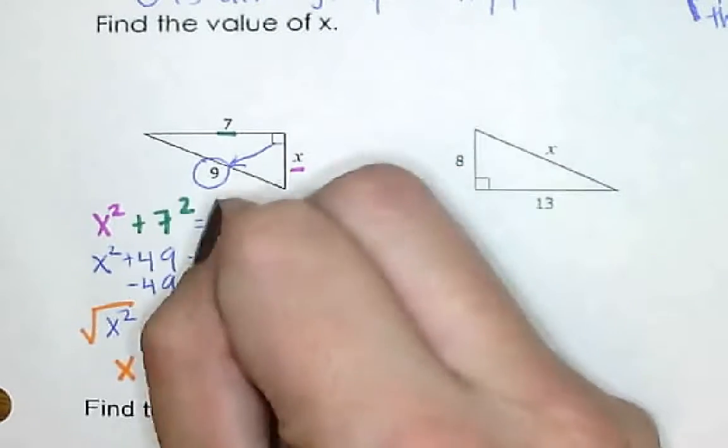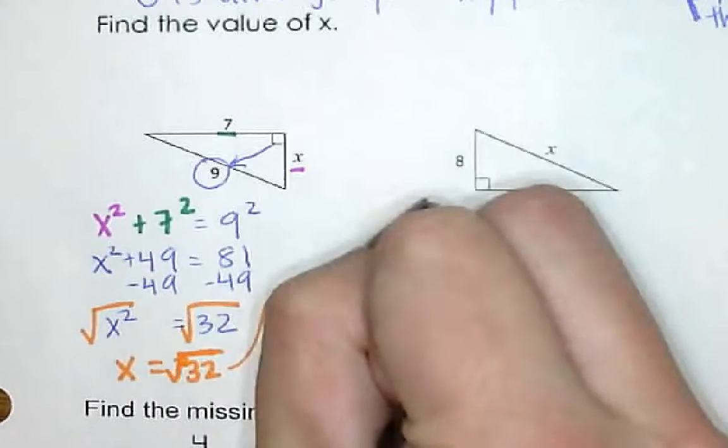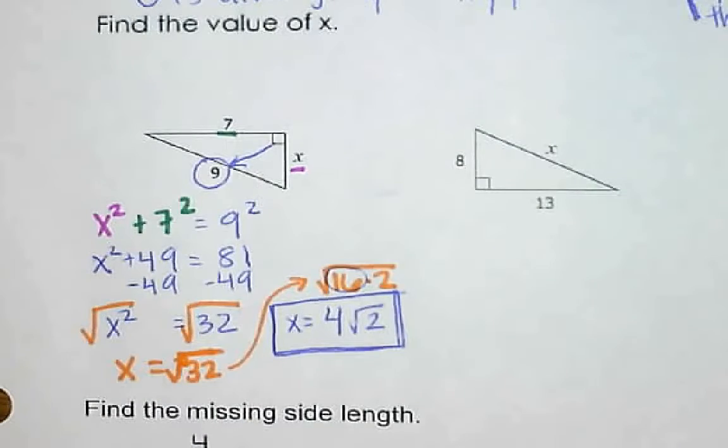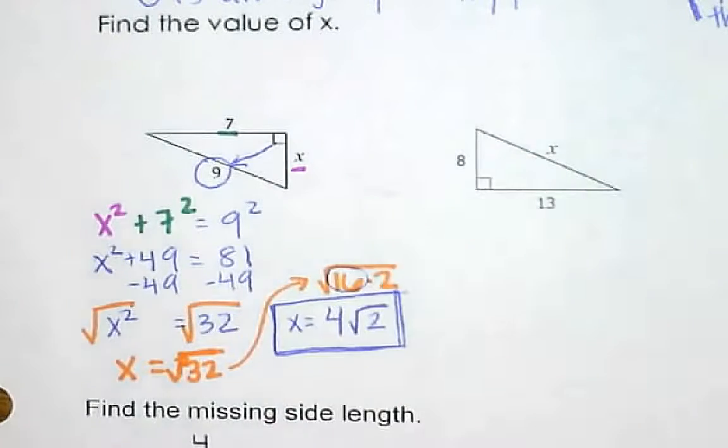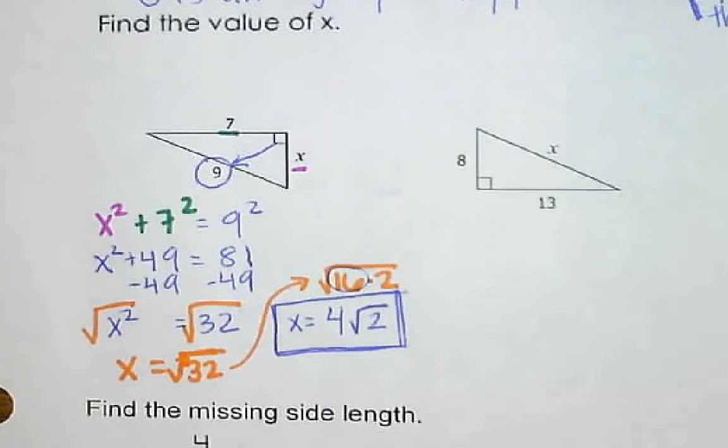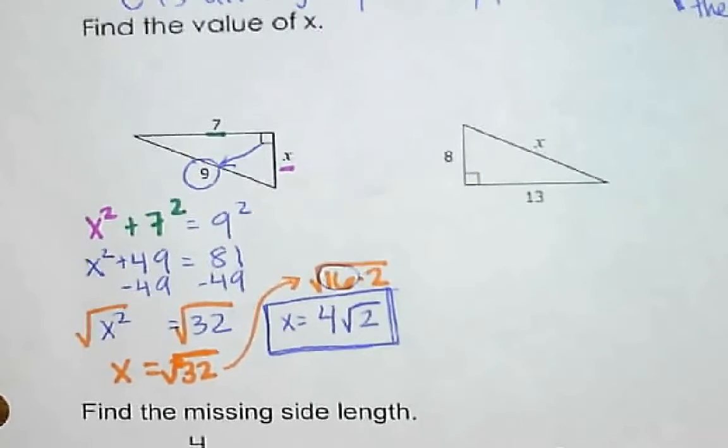So x is equal to 4 square root of 2. Are you guys comfortable with that? Do you see why it's so nice to know how to simplify radicals now? It's like all I was doing. It's like it mattered. Okay? Then we have 8 and 13.